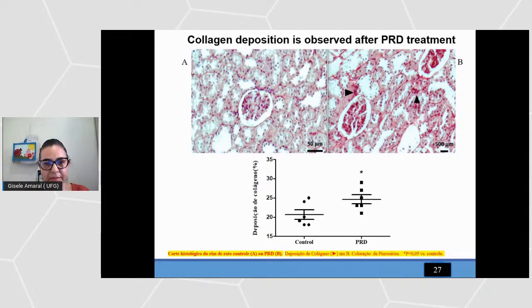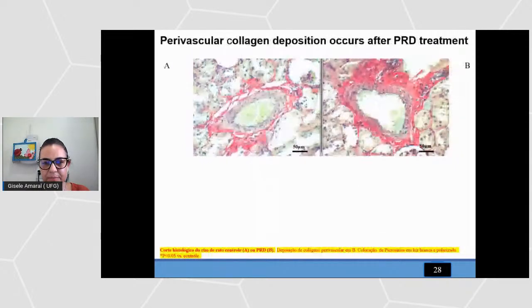During tissue analysis, I began to observe that the vessels of prednisone-treated animals had a greater deposition of collagen fibers. So, after quantifying this perivascular collagen, it was possible to confirm its increase.